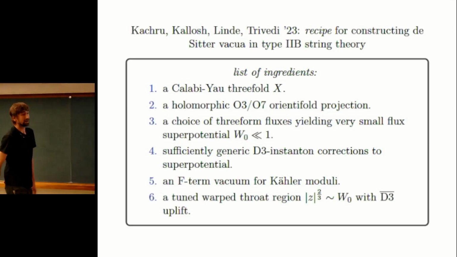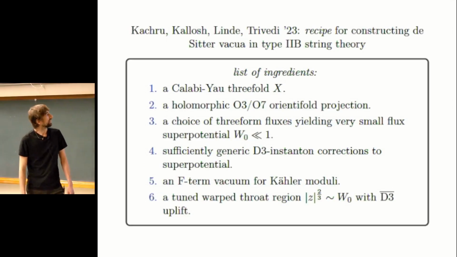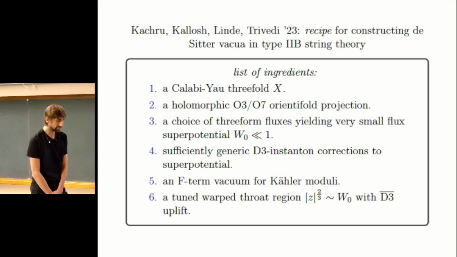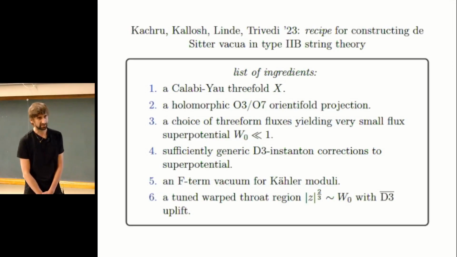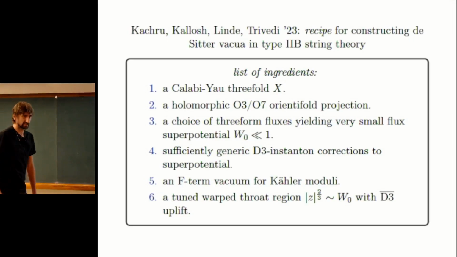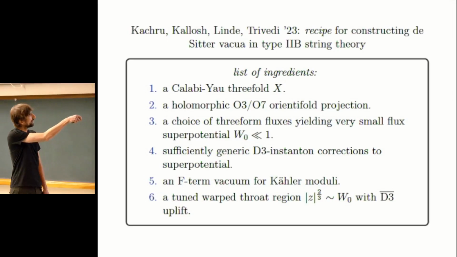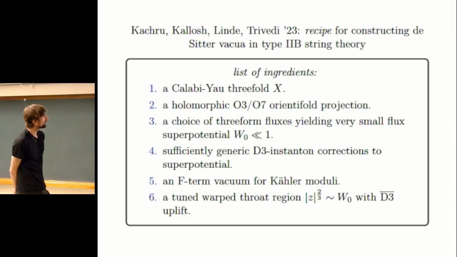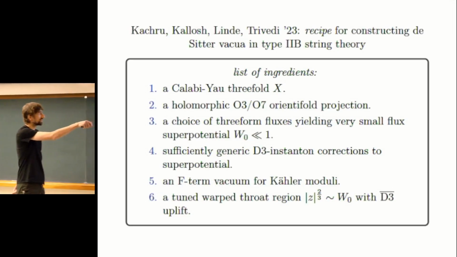Okay, 20 years ago, KKLT proposed a recipe for constructing a de Sitter vacuum in type IIB string theory. And it's a complicated recipe involving a long list of ingredients. One starts with a Calabi-Yau 3-fold X, compactifies type IIB string theory on it, but also mods out by an orientifold projection of O3-O7 type. One chooses 3-form fluxes that yield a very small flux superpotential W0.